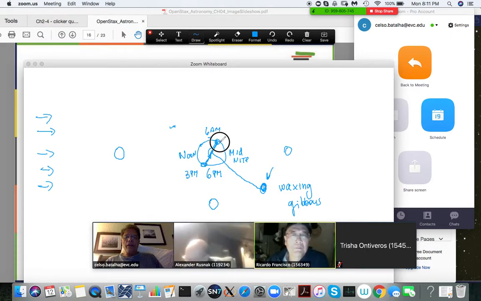And this part over here, since Earth rotates that way, is the part where we see the moon setting. It is 3 a.m. So, roughly speaking, a waxing gibbous moon rises at 3 p.m., sets at 3 a.m.